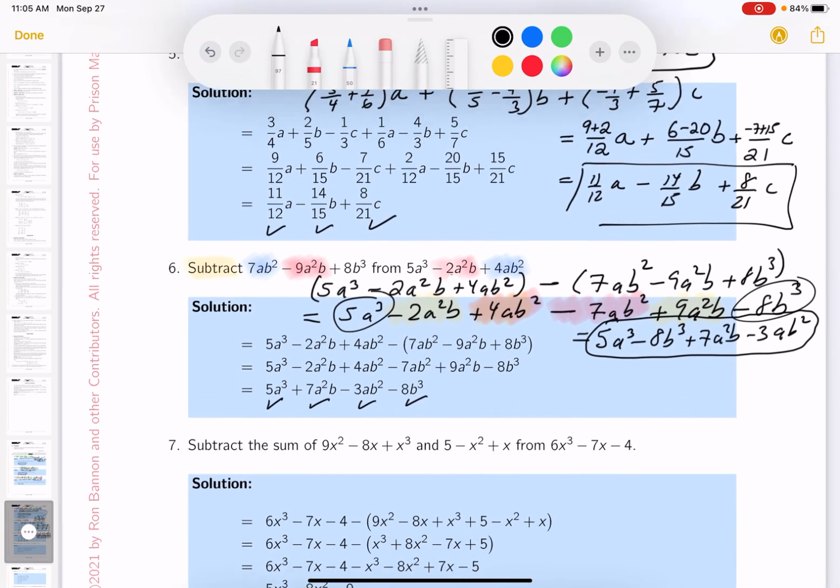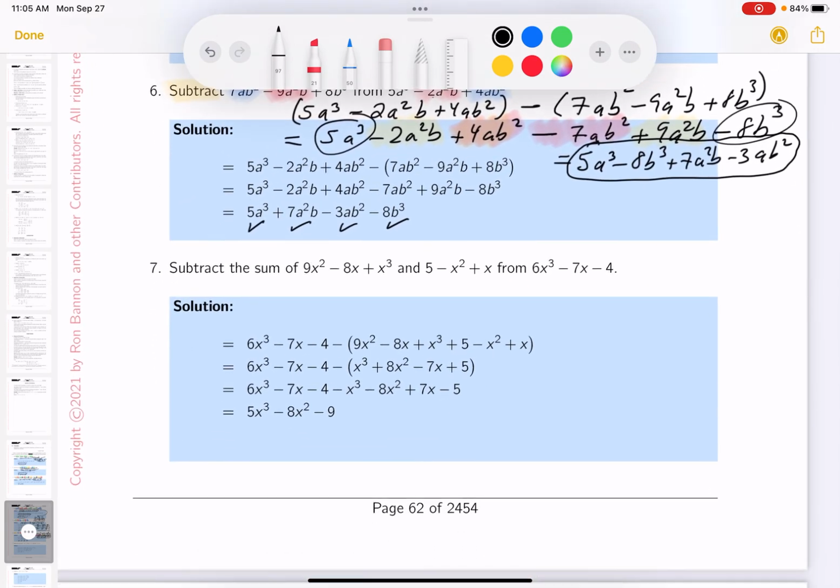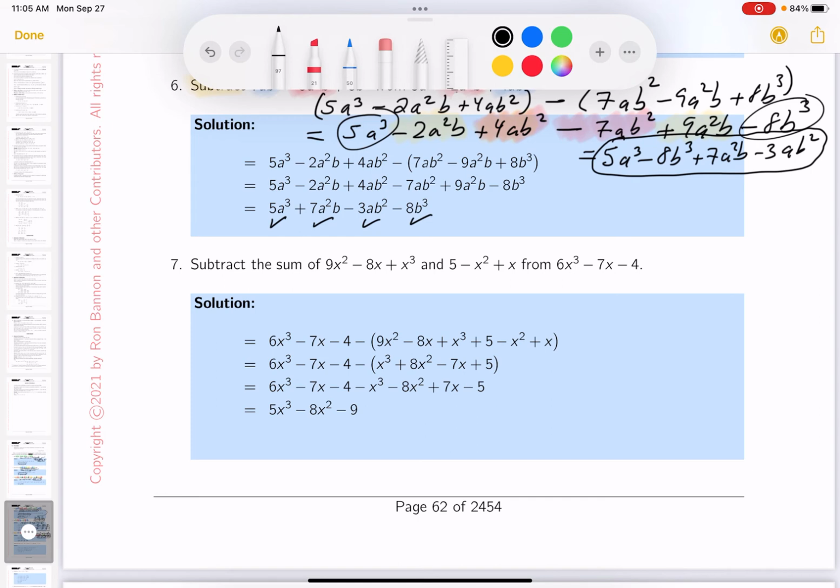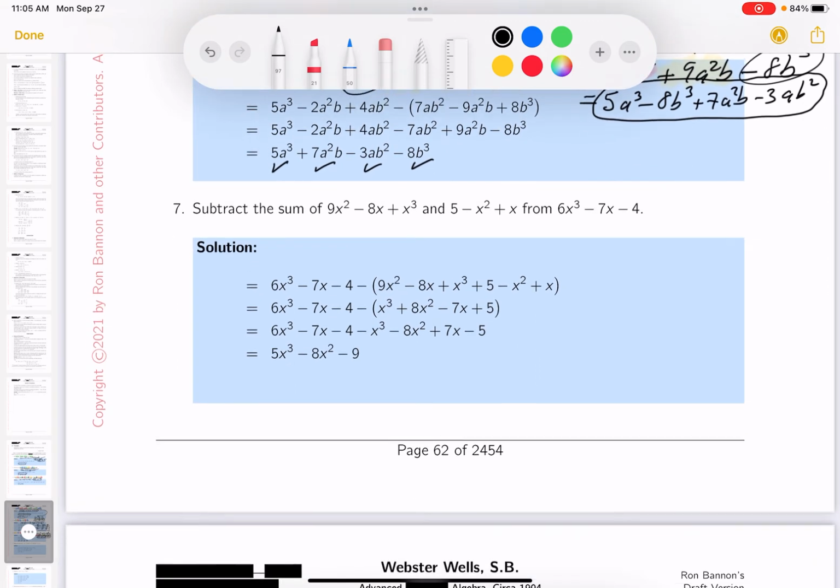And again, don't worry so much about the order. Certainly when I rewrite things, you may wonder why I do that. It just looks neater to me, and I wrote it in descending powers of a. That's what I did, like a cubed, a squared, a, and then no a's. All right, let's do the next one.